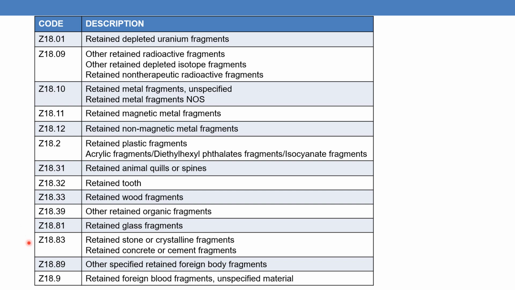The next is Z18.83, retained stone or crystalline fragments, or retained concrete or cement fragments. The next is Z18.89. It deals with other specified retained foreign body fragments. And finally, Z18.9. It deals with retained foreign body fragments, unspecified material.